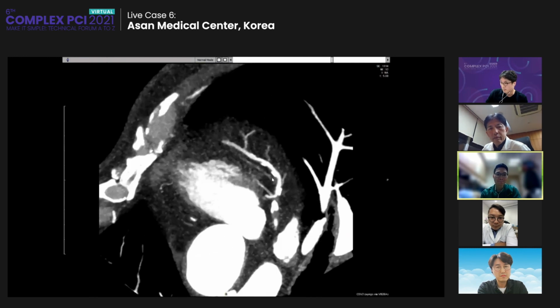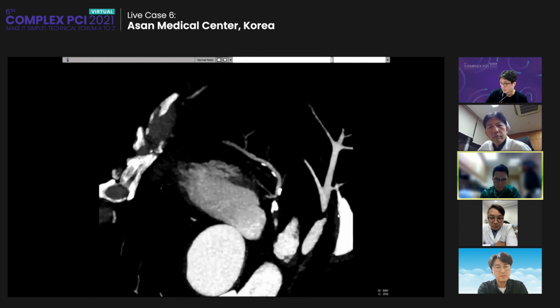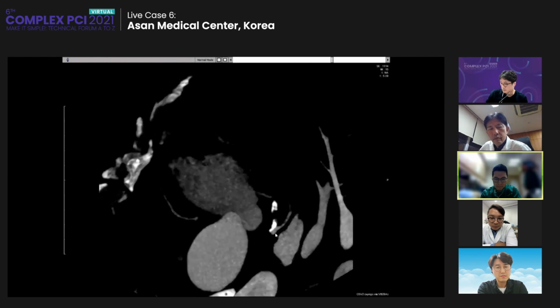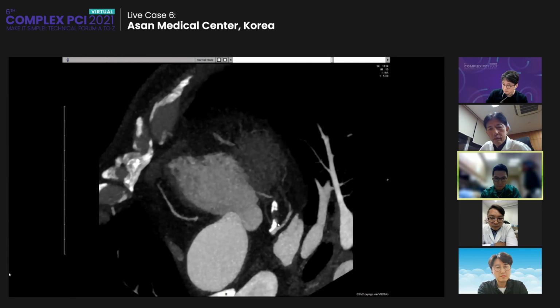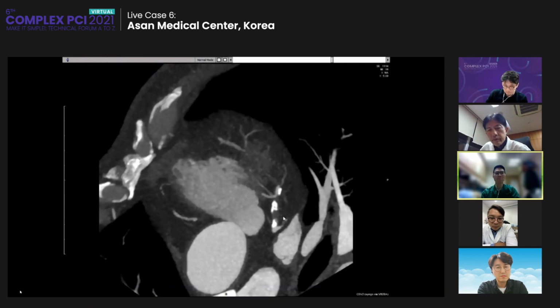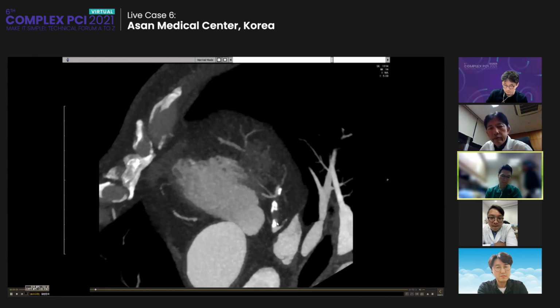Now this is a similar view, the spider view, and similarly, the proximal cap goes just at the mid portion of the CTO segment. So even in the spider view, it is wise to target the proximal mid portion of the proximal cap.